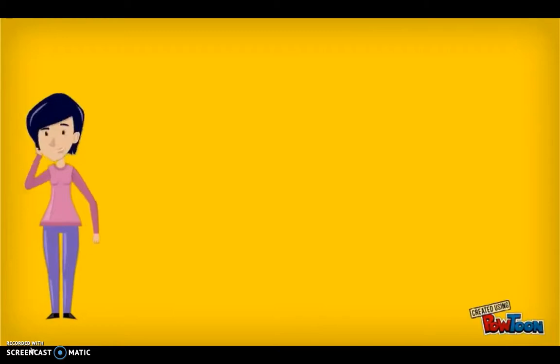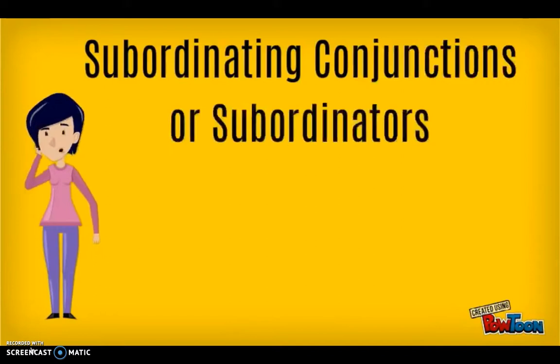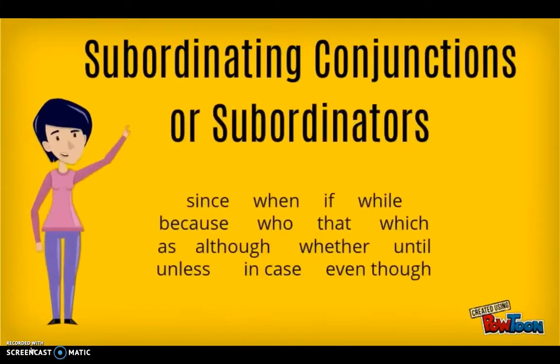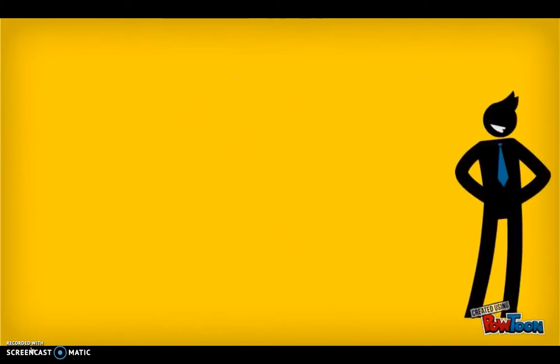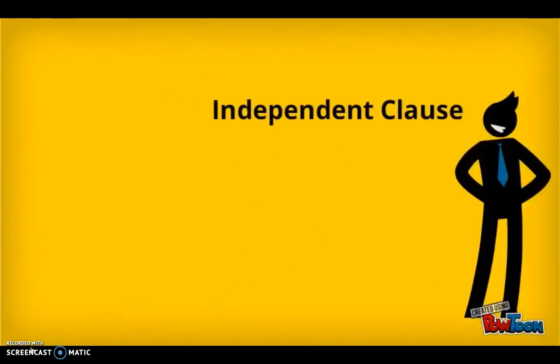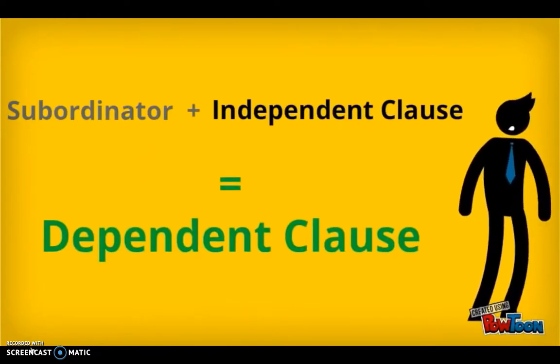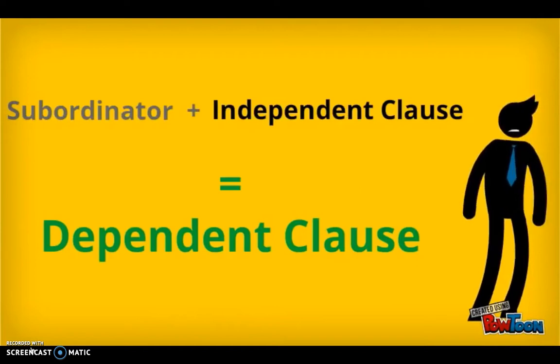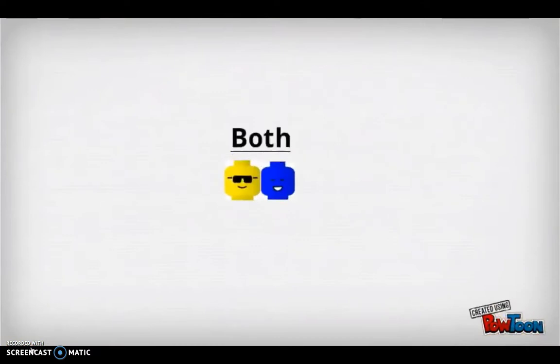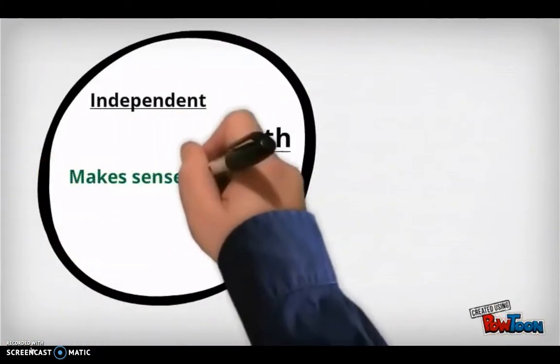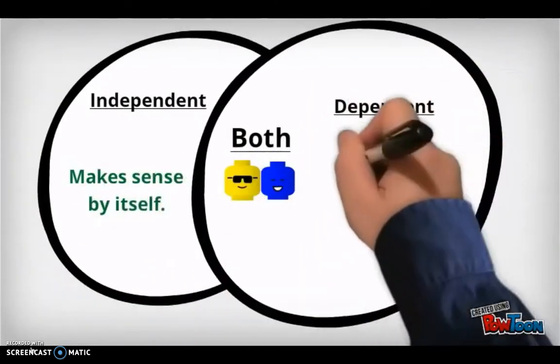The words that I added at the beginning of the clauses are called subordinating conjunctions, or subordinators. Here are some examples. I say that these subordinators weaken the independent clause so that it can't stand alone anymore. It needs more support to make sense and be a complete thought. So, subordinators turn an independent clause into a dependent clause. They both still have a subject and verb team, but the independent makes sense by itself. The dependent needs more information.